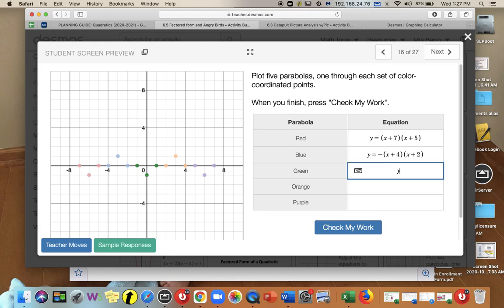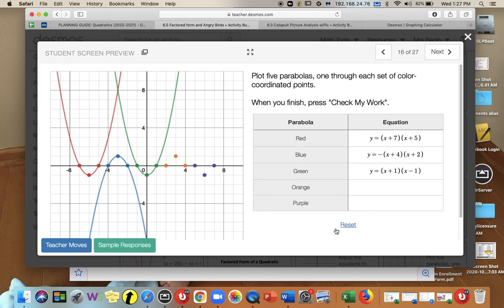It's a smiley face graph, so no negative in front. And one of the zeros is at negative 1, so the opposite of negative 1 is positive 1. And the opposite of positive 1 is negative 1. Okay, so I'll keep going.